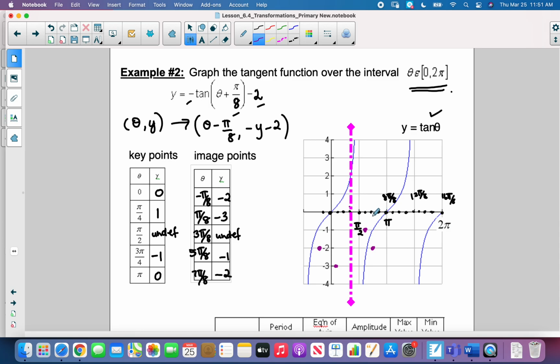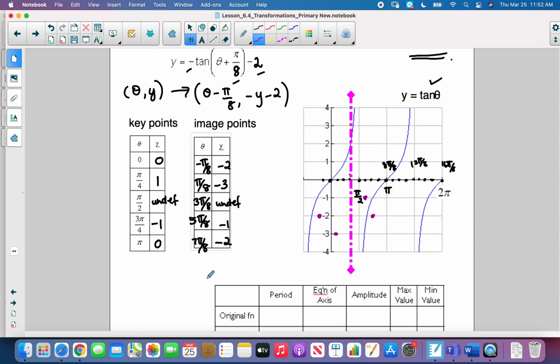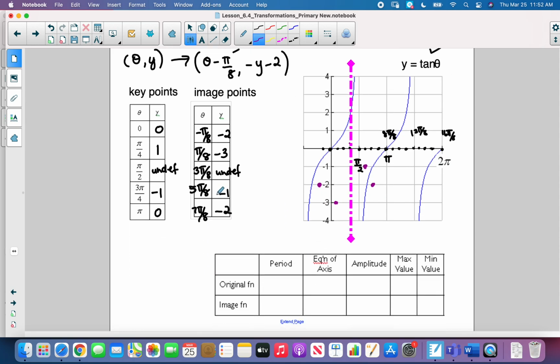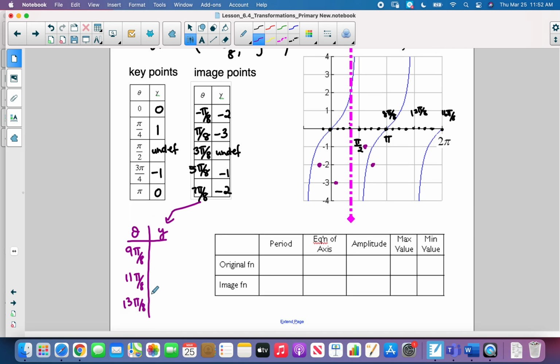And if I continue that pattern, I'm going to find more points after 7 pi over 8, just because I want to plot up to 2 pi. Okay, so I'm going to do that right here, a continuation of this just to get more points for theta and y. So 1 pi over 8, 3, 5, 7. So next would be 9 pi over 8, 11 pi over 8, 13 pi over 8, and then 15 pi over 8. And that pattern is going to repeat.